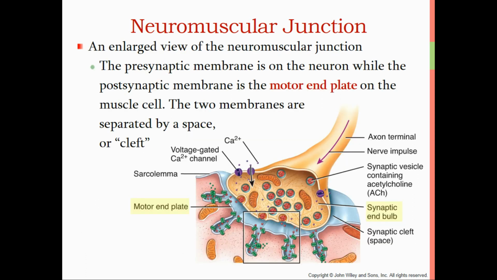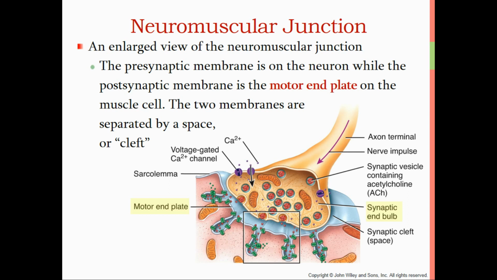So if we magnify that and we clean it up with some wonderful artwork, here's what we see. An enlarged view of the neuromuscular junction. The presynaptic, synaptic means where this joins. A synapse is a junction between two sets of either two neurons, where a neuron passes a signal to another neuron, or where the neuron passes a signal to a muscle. It's that space, that junction is called a synapse.